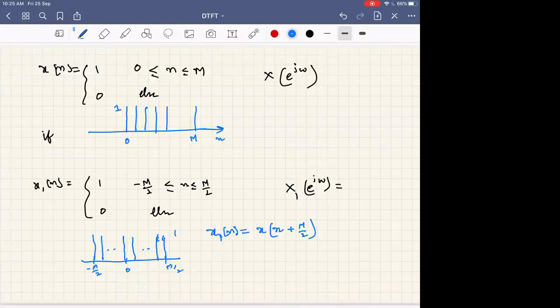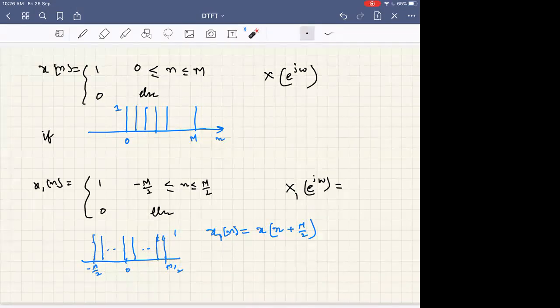So here you can see that x of n at n equal to 0 is equal to x of n at n equal to minus m by 2. This sample and this sample are same. Since we have put all ones here, we are not able to make out very clearly. But if we put 1, 2, 3, 4 and so on, then you can see that this sample is exactly same as this sample. So it is an advanced version.